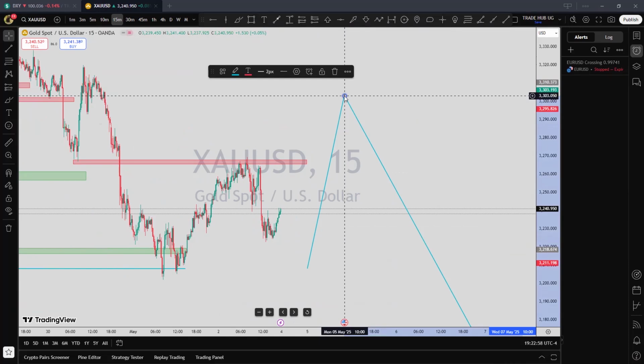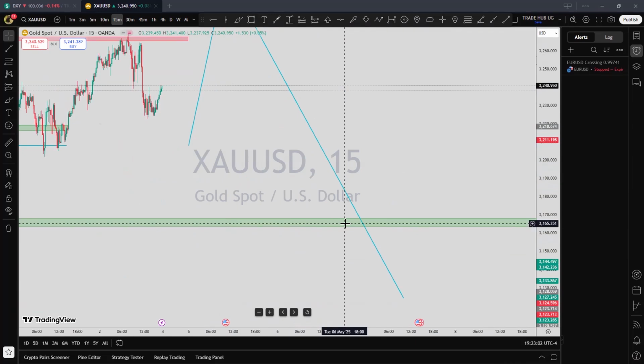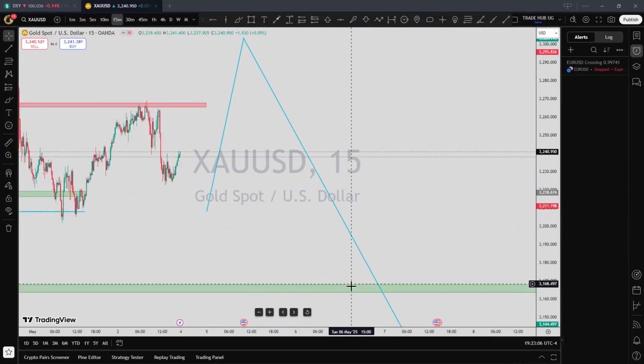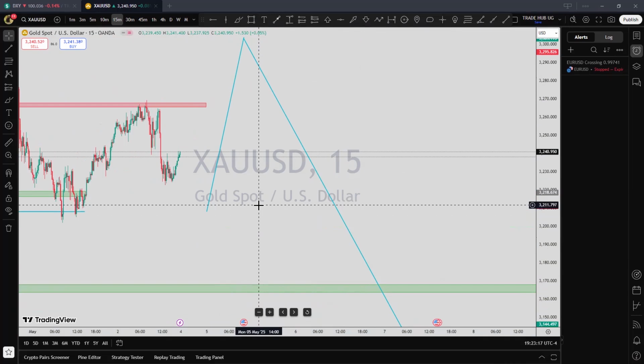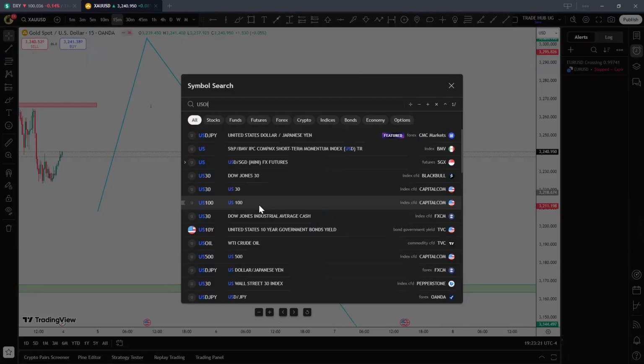reach 3,300 before we sell. Then buys, let's expect them at this level. Let's expect them at this price level. If you're watching, I don't know where you're watching from, but let's expect it at that level. Understand? That's it. Let's look at US oil.